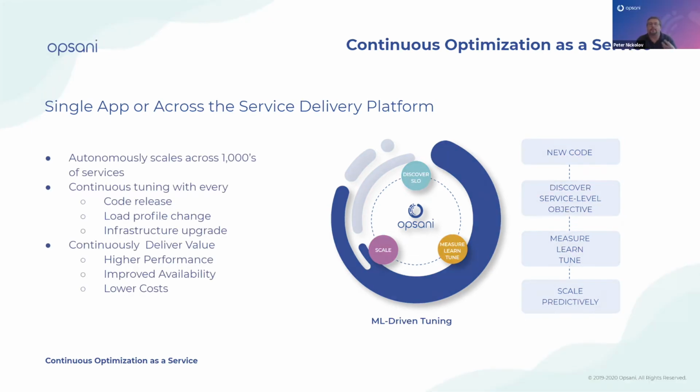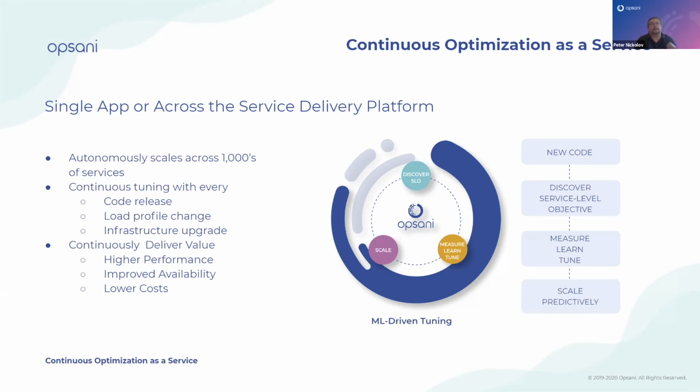Continuous optimization can be applied to an individual application. Say you have a monolith, or several large applications, or your company has a service delivery platform that has thousands of applications. And continuous optimization can be applied in both of these cases. What does continuous mean? So continuous tuning triggers that process on every code release. So every time there is a commit and a new release coming out and being deployed, tuning is being performed.